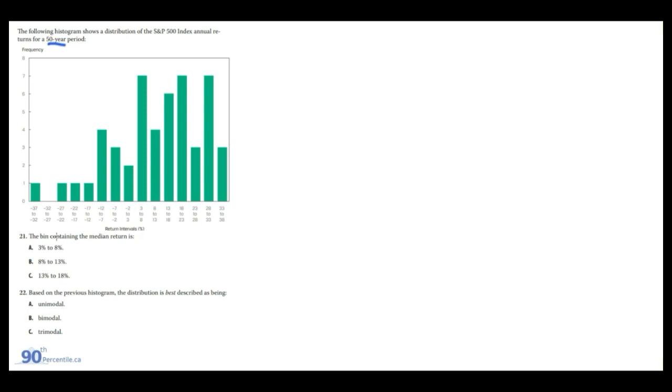Number 21, the bin containing the median return is which one of these? So the median for an even number of observations will actually be the average between the two middle observations. Really quick, I know this is really basic, but I promise this is the last unimportant question we'll go over in these end of chapter questions. After this, we start to get into what actually matters from this learning module.